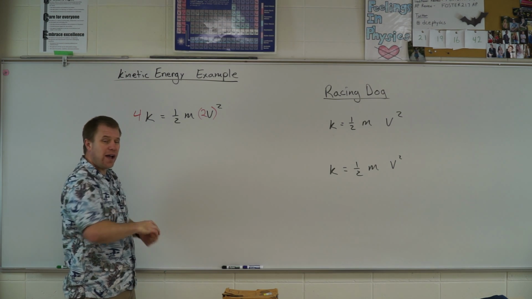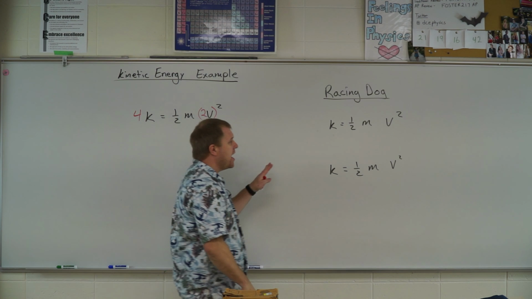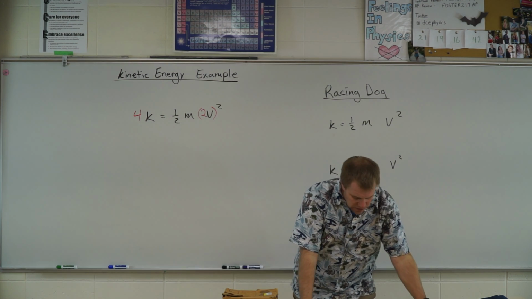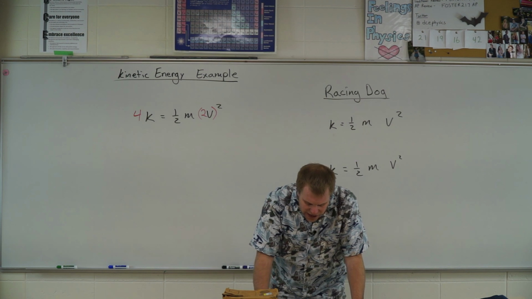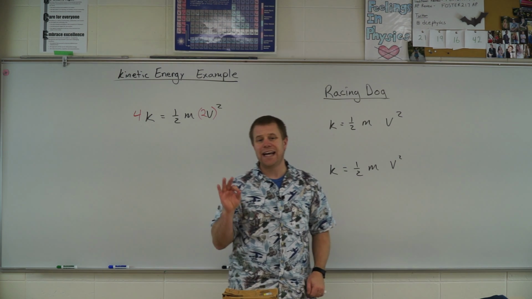All right. So let's go ahead and try an example here, and we're going to see if we can get this figured out. It says a racing dog is initially running at 10 meters per second, but it's slowing down. How fast is the dog moving when its kinetic energy has been reduced by 1/2?